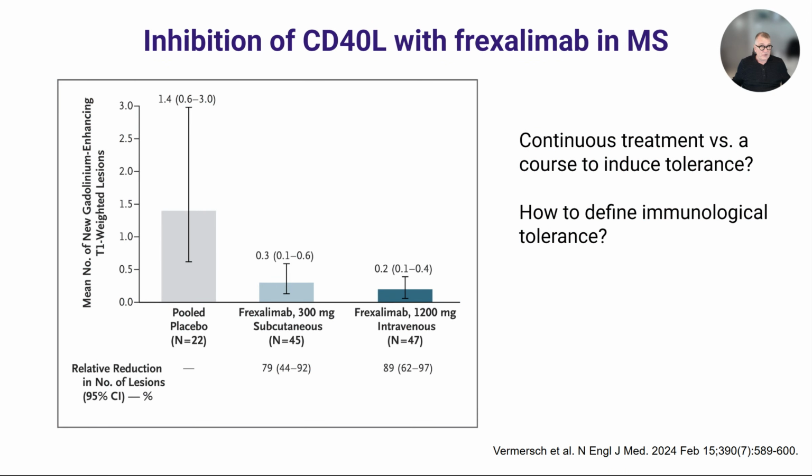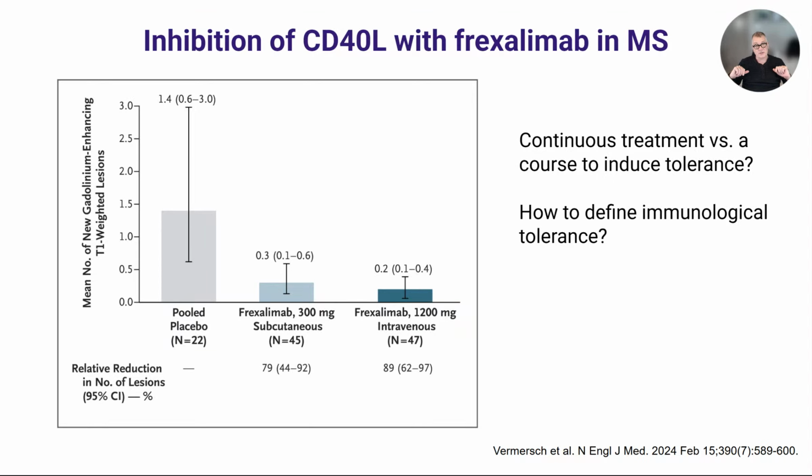And we've already written up the phase 2 results, just showing you that we're using high-dose frexalimab, the 1200 milligram IV every 4 weeks, reduced the number of new gadolinium-enhancing lesions by over 90%, and this is the dose going forward in the phase 3 program.